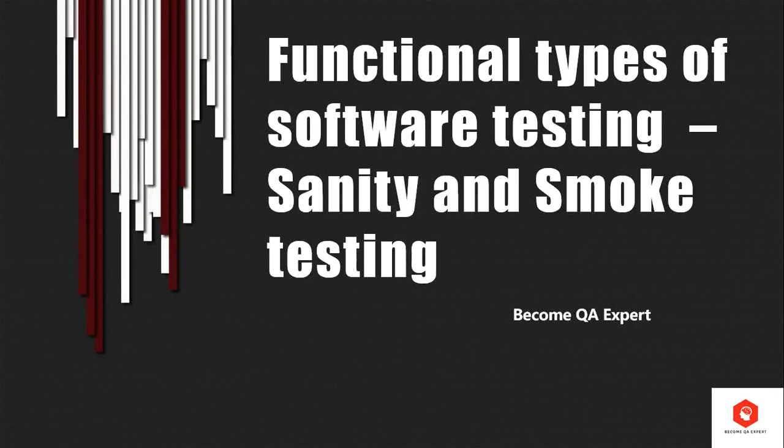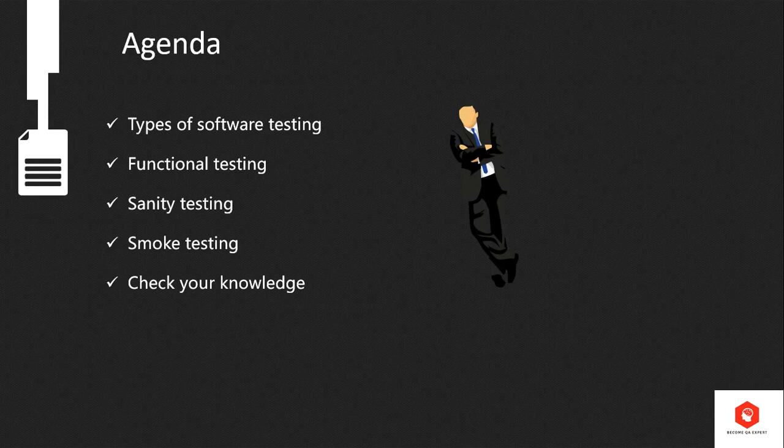Hi guys! This video is about functional types of testing, precisely about smoke and sanity. What we are going to talk about: first, we are going to remind ourselves about types of software testing. Then we're going to talk about functional testing, sanity, smoke, and of course, as always, you can check your knowledge with our questions we prepared.